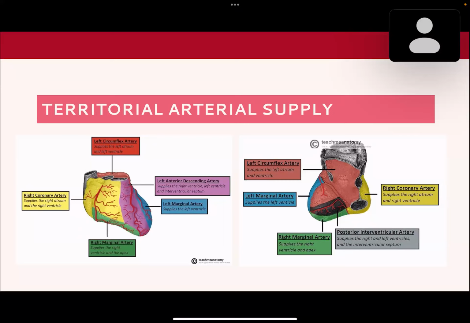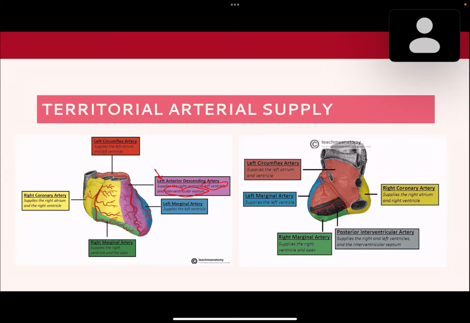So let's talk about the territorial arterial supply of the left coronary artery first. One of the main branches is the left anterior descending artery, and it supplies mainly the interventricular septum and the left ventricle.